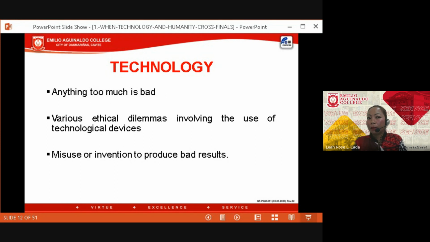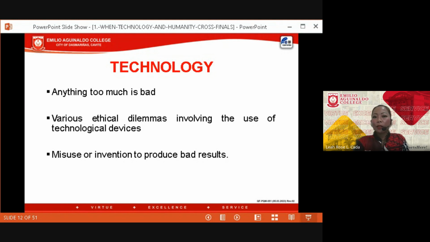Okay? And yes, there are also some ethical dilemmas involving the use of technological devices. Kaya nga, yung misuse ng technology also produces bad results. Much as we say na, ay, maganda yung technology kasi dahil sa mga modern gadgets that we use at present, marami akong nababasang information. I get to be updated with the recent news. I don't have to look into information in the library. Once I search it, it's already there right before me. Okay? Too much information. Okay? But then are you even absorbing all of this information?